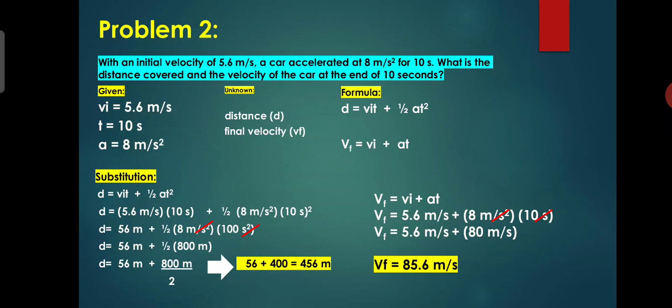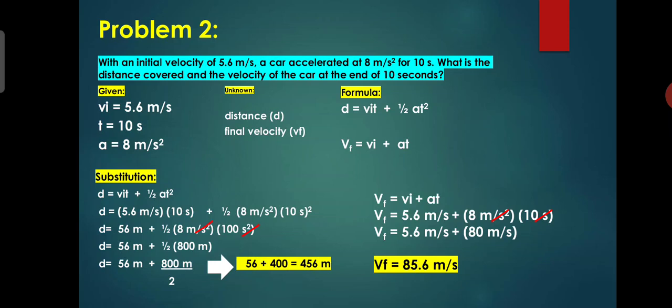So, 10 times 10 is equal to 100 seconds squared. And then, 100 times 8. And then, again, cancel the same unit. Cancel second squared. We have the unit meter. So, we have 1 half, right? So, 800 divided by 2. The answer is 400. Yung 400 na yan, ipa-plus mo dun yung 56 na nauna nating na-compute. Okay, so we have 56 plus 400. The answer is 456 meters. That is the total distance covered.